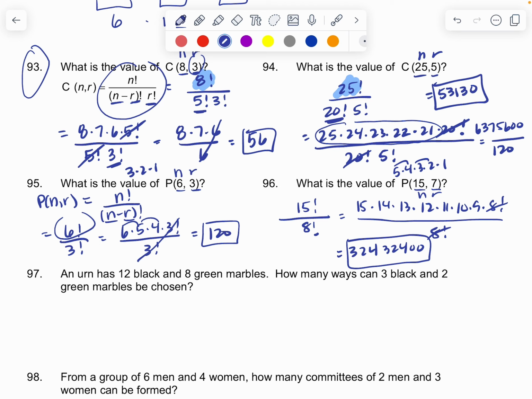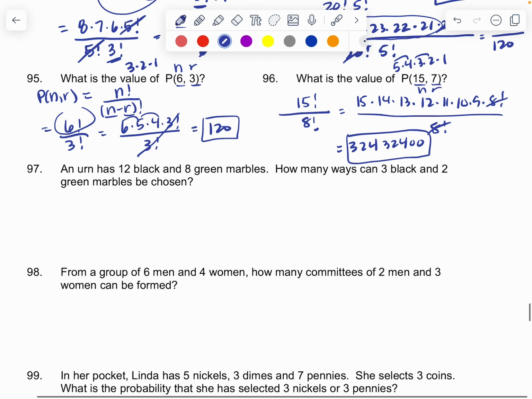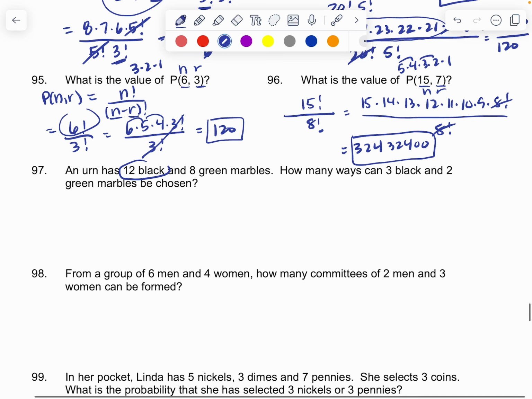Okay, an urn has 12 black and 8 green marbles. How many ways can 3 black and 2 green marbles be chosen? So you guys, this is a combination because it doesn't matter what order you pick them in. I have 12 black marbles and I'm choosing 3, so 12 choose 3. And then I have 8 green marbles and I'm choosing 2. Remember, when you have separate events, you want to multiply them together. And at this point, just go ahead and plug it into your calculator.